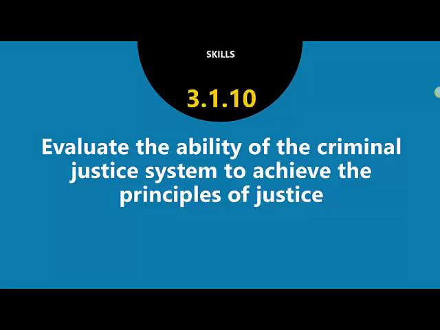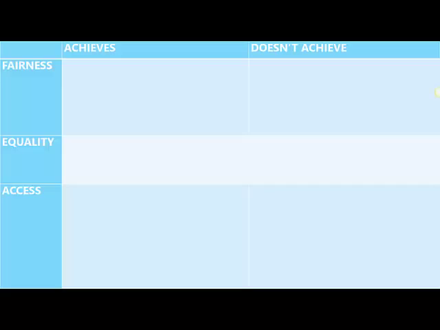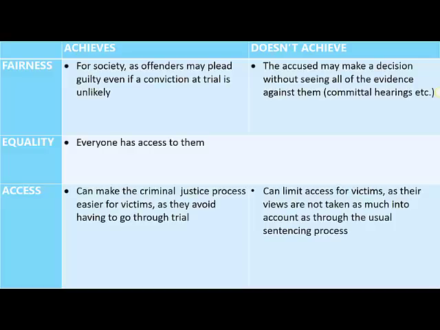As always, we move on to our evaluating the ability of the criminal justice system to achieve the principles of justice. And I apologise for the sound of the washing machine that's been going off in the background for this entire video. Take a moment now to think about plea negotiations and sentence indications as we've talked about before and see where they fit into these 6 boxes. And we are going to, hopefully you've paused now, we are going to change the slide in 3, 2, 1.